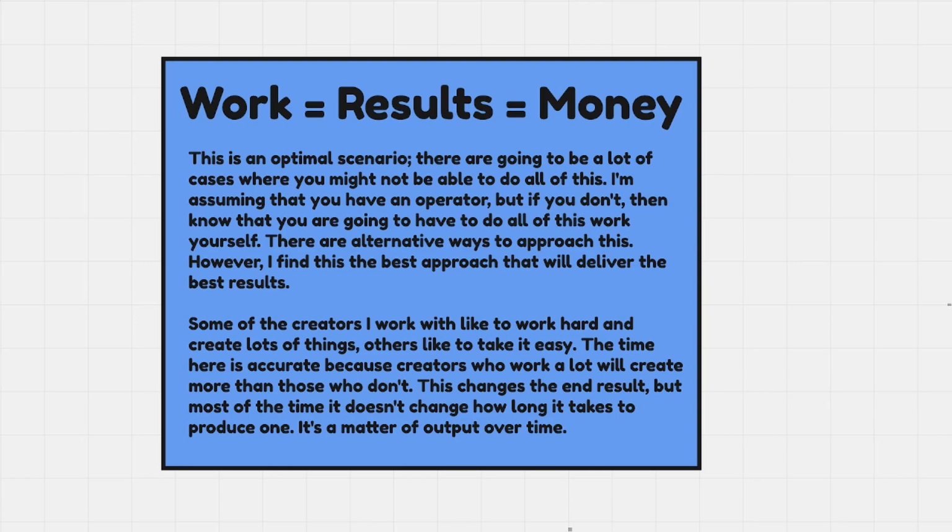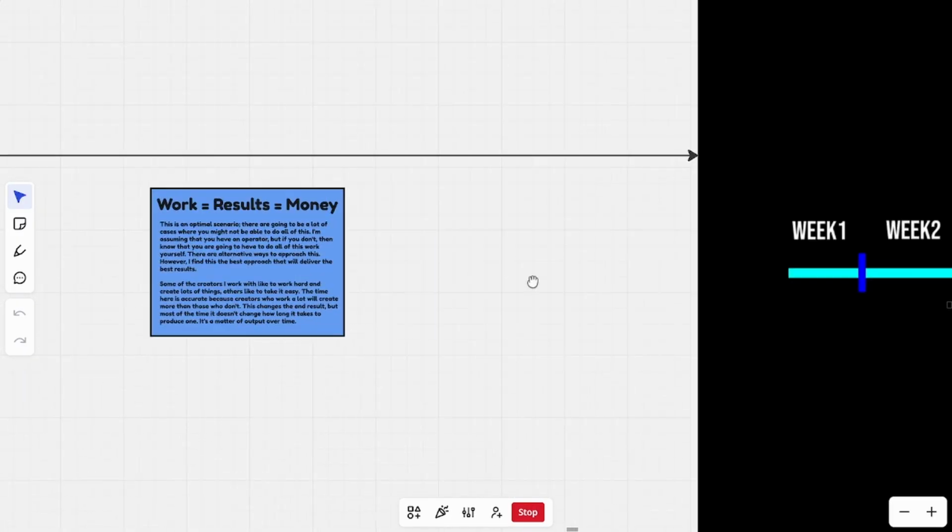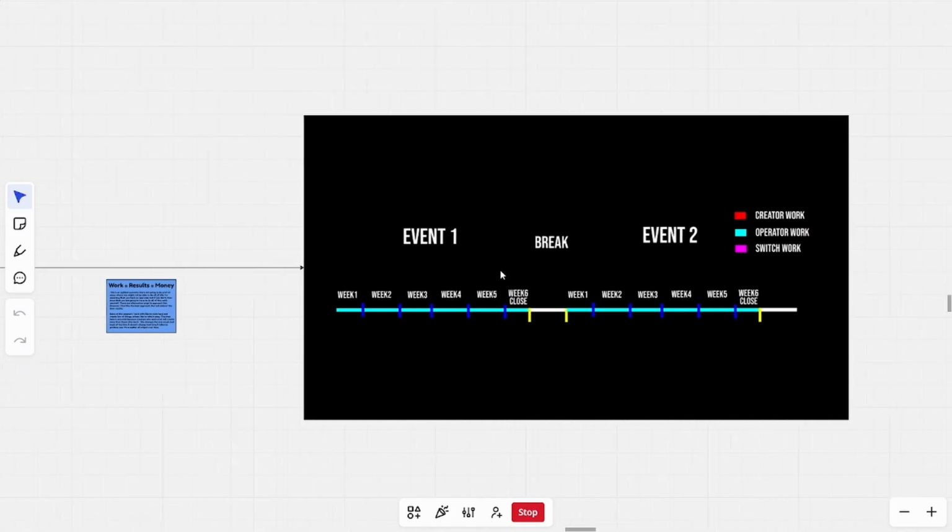There are alternative ways to approach this. However, I find this the best approach that will deliver the best results. Some of the creators I work with like to work hard and create lots of things. Others like to take it easy. The time here is accurate because creators who work a lot will create more than those who don't. This changes the end result, but most of the time it doesn't change how long it takes to produce one. It's a matter of output over time. And with that, I mean the schedule.